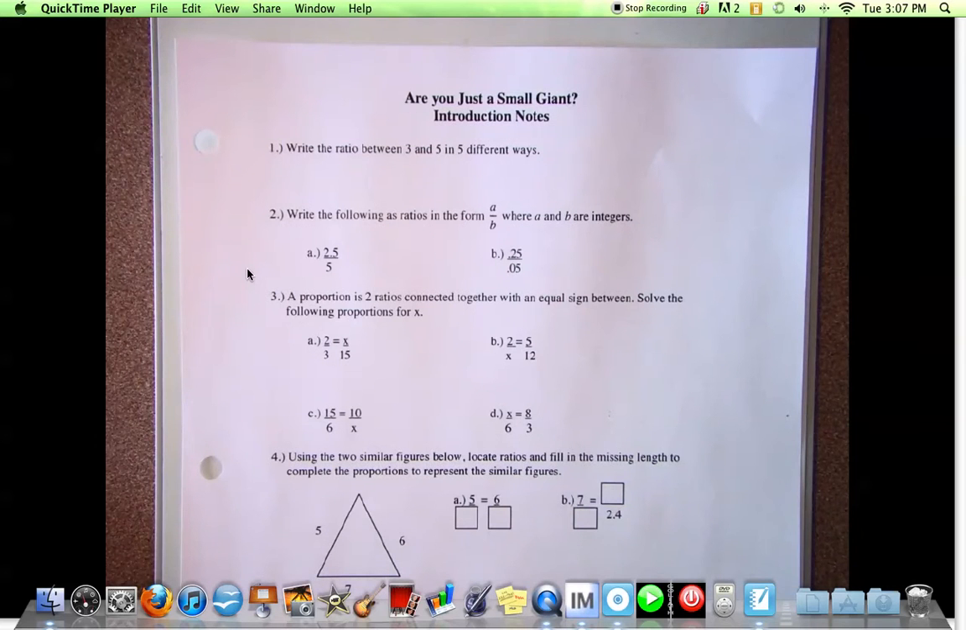The name of our new unit is Are You Just a Small Giant? Number 1, write the ratio between 3 and 5 in 5 different ways.